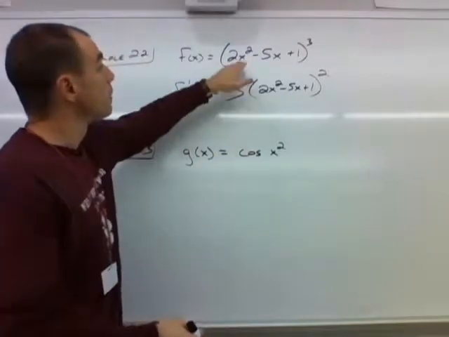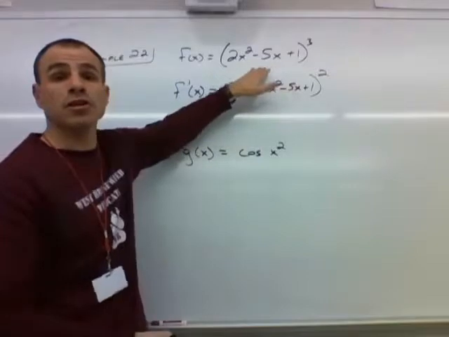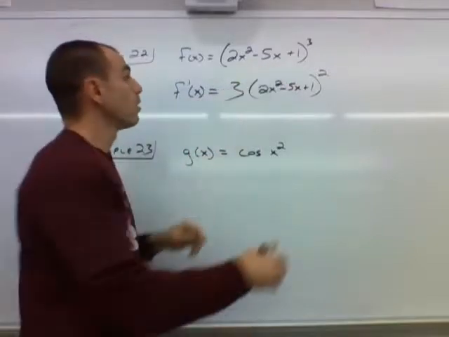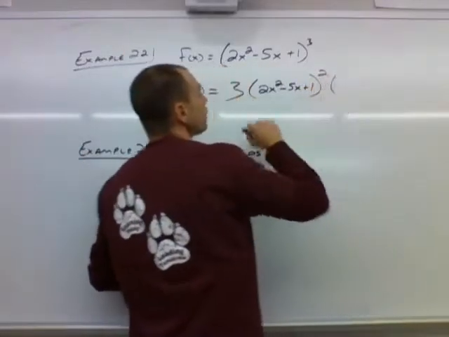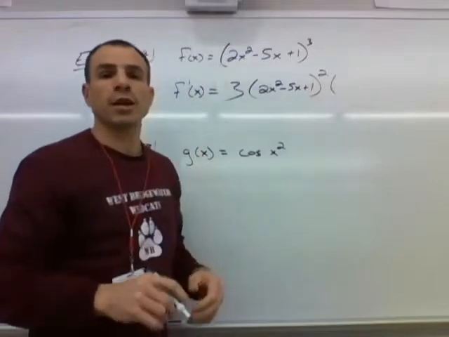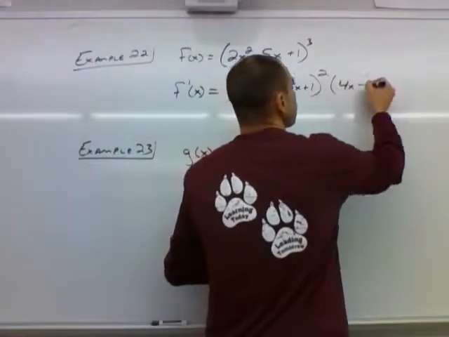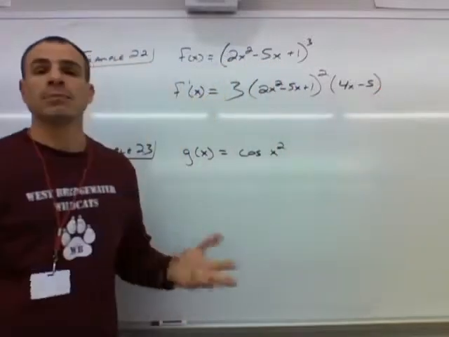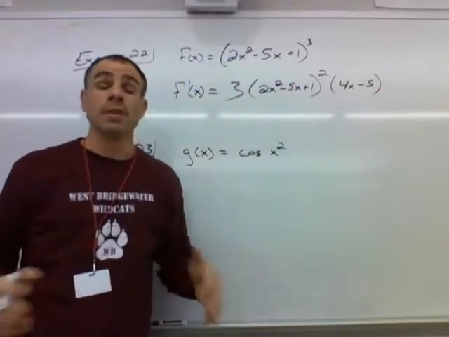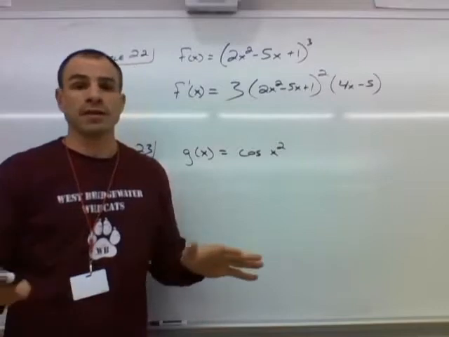All right, the derivative of the inner function, now it's our turn to derive what we see inside the parentheses. Okay, so we'll have another set of parentheses, the derivative of 2x squared, nice and easy, 4x, the derivative of minus 5x will be minus 5, and the plus 1 derives to 0. And we're done. We don't need to simplify this anymore.